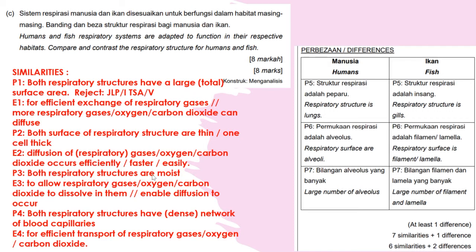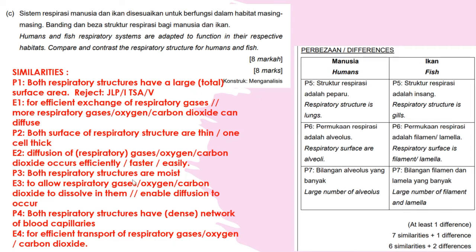Point number three: both respiratory structures are moist, to allow the respiratory gases to dissolve in them, or to enable the diffusion to occur efficiently. That is the explanation for point number three. So for every point you have to give the characteristic and then the explanation. Point number four: both respiratory structures have a dense network of blood capillaries for efficient transport of respiratory gases.